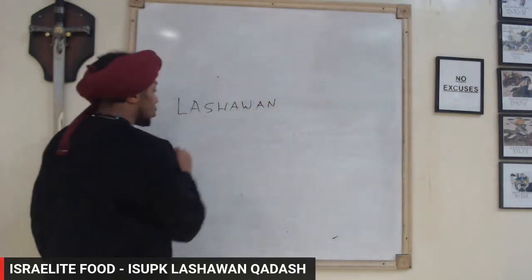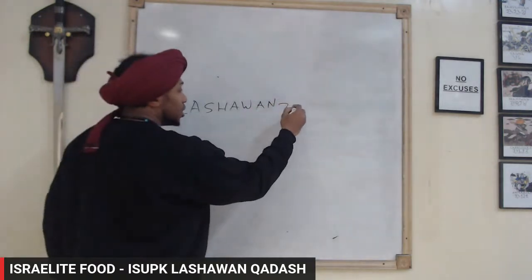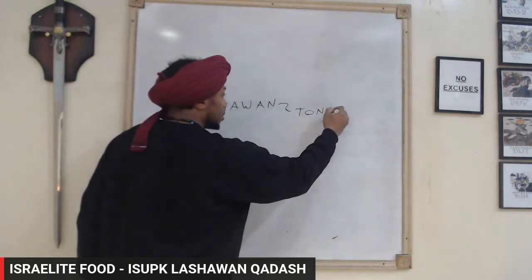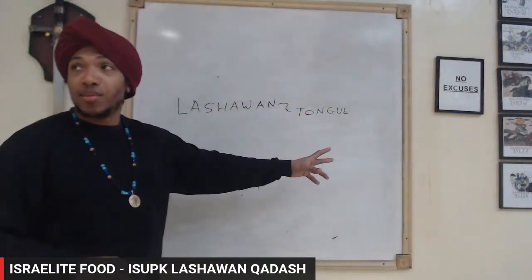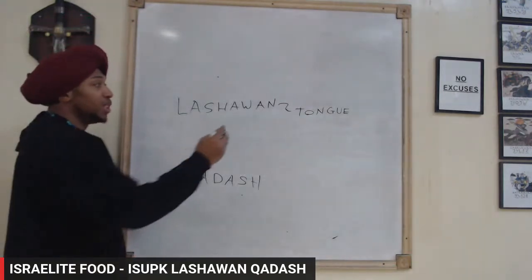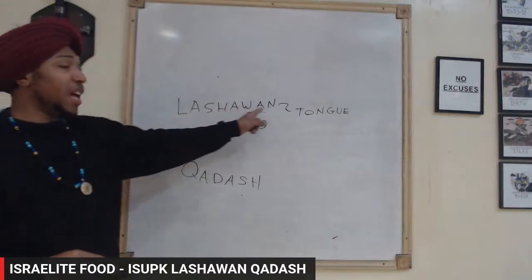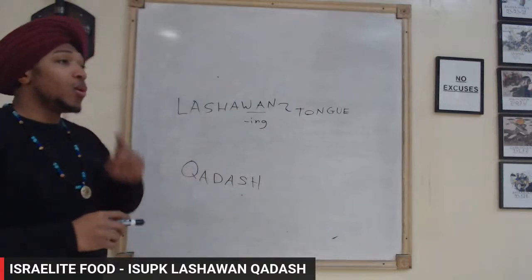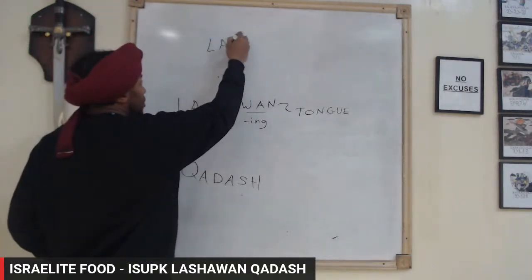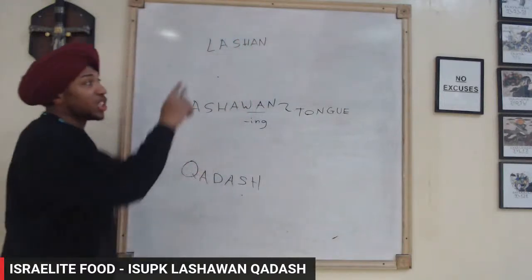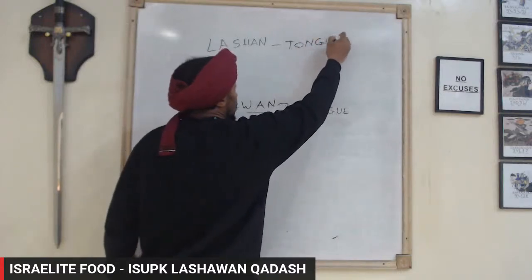Lashawan Qadash, right? Lashawan meaning tongue, right? But this is tongue in the Old English sense, right? As you know, in Hebrew, if you see a wa in the word, the wa is like an I and G, right? So Lashawan is not exactly the word for tongue, but it is to say what tongue you speak. The actual word for tongue is Lashan.